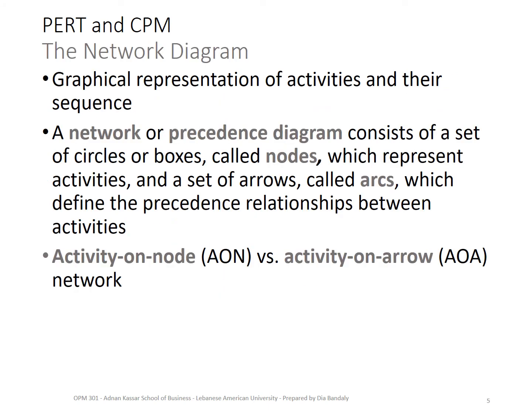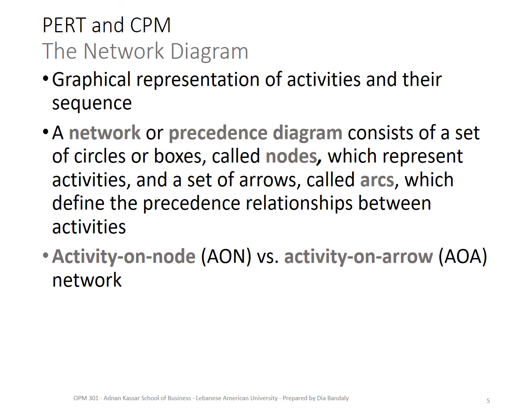So PERT and CPM use network diagrams in their graphical illustration. So what's a network diagram? It's a graphical representation of your project where you represent every activity in a circle, which we call a node, and the relationship, which is the precedence relationship among the different activities, is shown with arrows. So if you see an arrow going from one circle to another circle, that means the one activity is an immediate predecessor of the next activity.